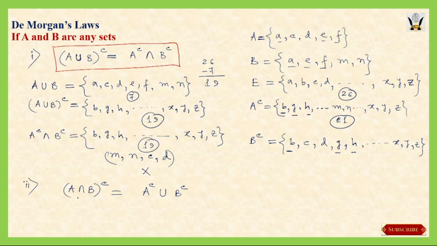And here we have performed the intersection operation, and we have taken the complement of that, and that is equal to the union operation between the individual complementary sets. The way I have verified the first law with these examples, with these sets A, B and E, similarly this law also can be proved or verified with similar sets. So I am not going into that detail. If you want, you yourself can try it.